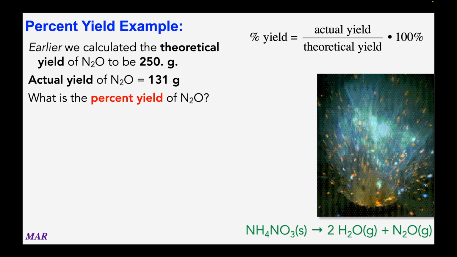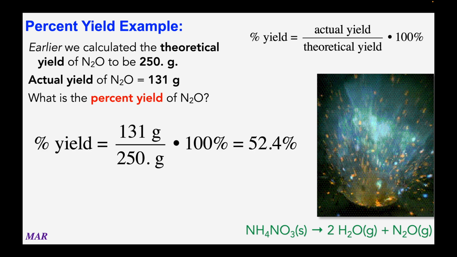So percent yield is actual over theoretical. For this problem, that would be 131 divided by 250 grams. Notice they're both 3 sig figs, so we're good to go. Multiply it by 100%. 52.4% yield. So the yield of N2O is 52.4%. And again, it's hard to know what that means.